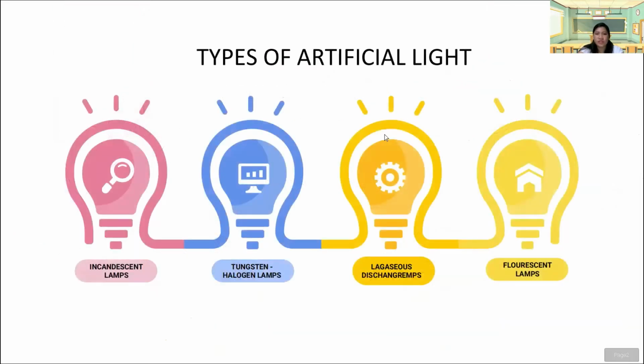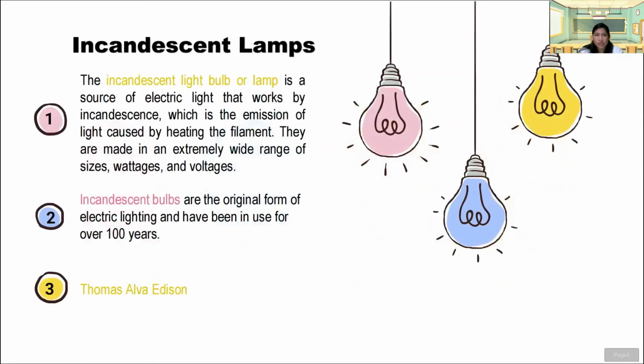So, my topic for today is the types of artificial light sources. The types of artificial light are the incandescent lamps, tungsten halogen lamps, gaseous discharge lamps, fluorescent lamps, fluorescent luminaire efficacy, high intensity discharge lamp, blended lamps, and solid state lighting. So the first is the incandescent lamps.